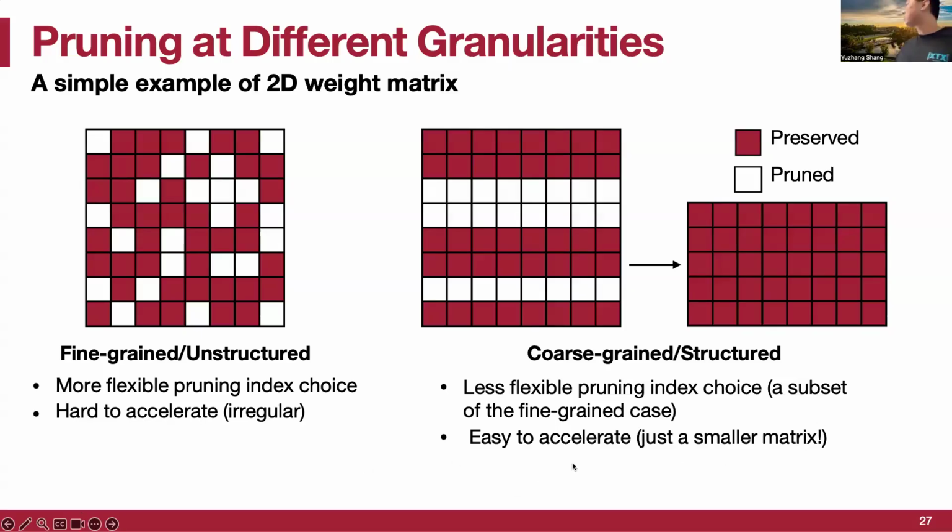This structured pruning is easier to use to accelerate the whole pruned neural network. The reason is easy to understand, because we basically get a smaller matrix, and matrix multiplication with a smaller matrix is faster, and the data format is more organized. So even the I/O is faster, right?